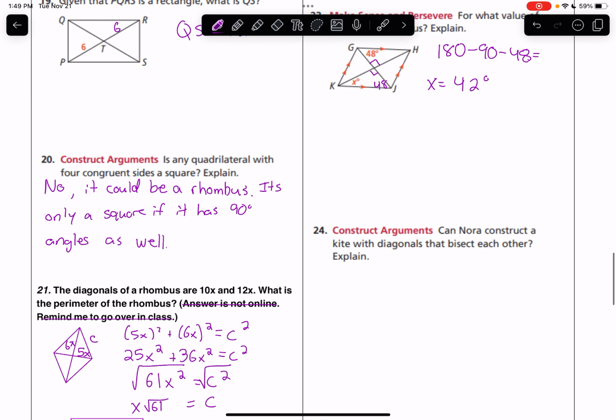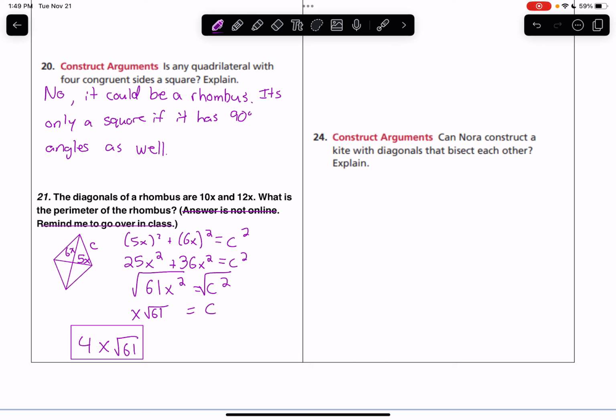Number 24, can Nora construct a kite with diagonals that bisect each other? Explain. She absolutely can, because a kite just has to have two pairs of adjacent congruent sides. If those adjacent congruent sides happen to all be the same length, such as this pair of adjacent congruent sides and this pair of adjacent congruent sides, that makes the kite a rhombus. And a rhombus happens to also be a kind of parallelogram. So we know that in a rhombus, the diagonals must bisect each other.